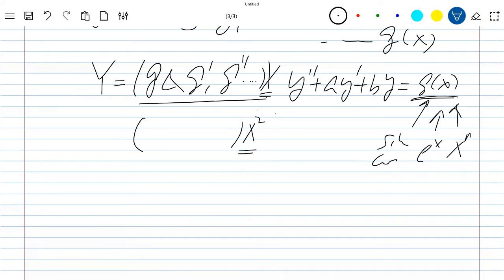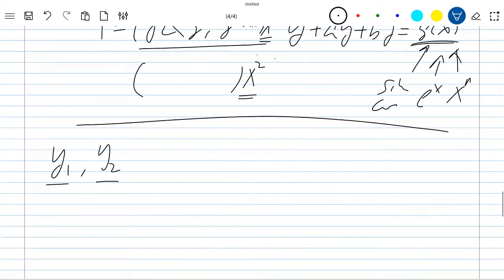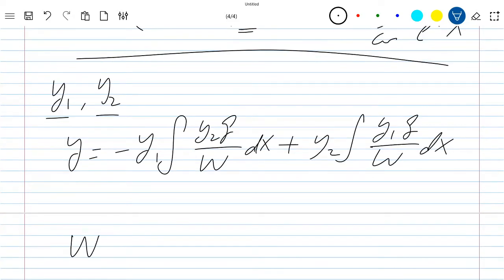Okay, last but not least, there is a formula for when you cannot use the undetermined coefficient method. You have to find y1, y2 before you do this. If you know y1, y2, then you can always find your general solution using this formula: minus y1 integral of y2 G over W plus y2 integral of y1 G over W.